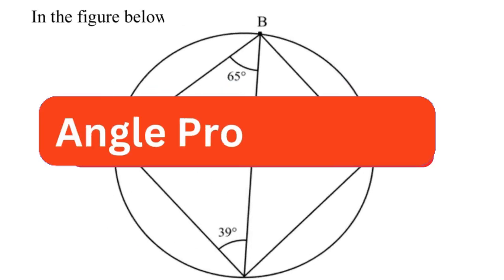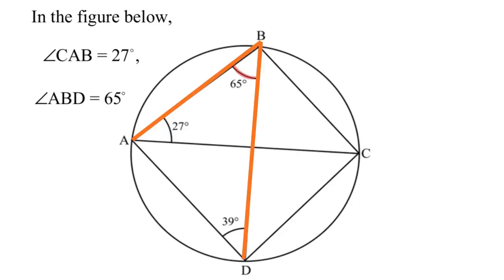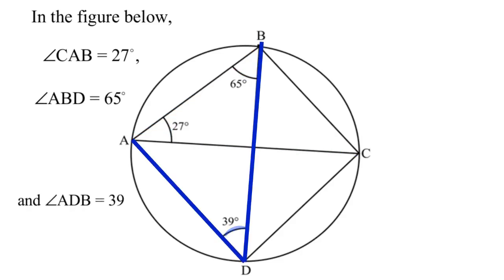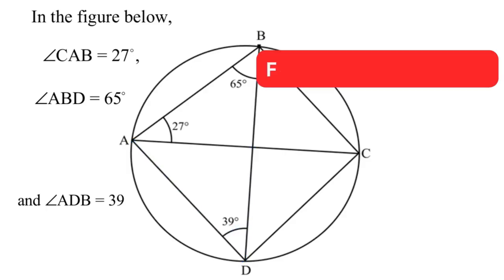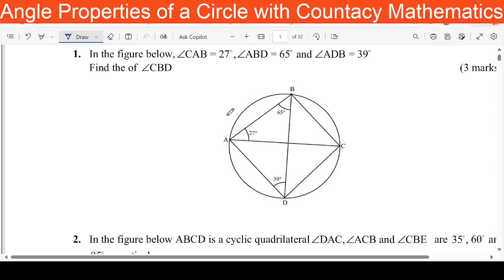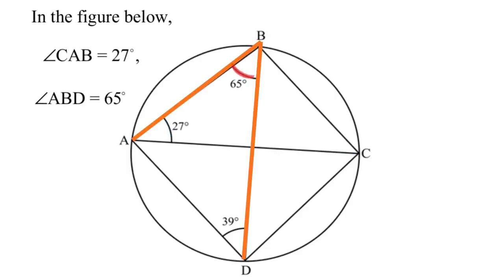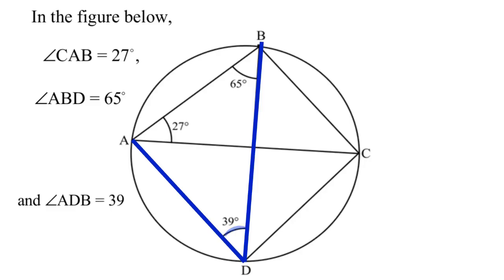A very interesting question. We are told in the figure below, angle CAB is equal to 27 degrees, angle ABD is equal to 65 degrees, and angle ADB is equal to 39 degrees. And then we are told to find the value of CBD. So we have a wonderful diagram over there, and we have different angles, actually three of them, as they have been indicated in the question, and they are well labeled in the diagram.